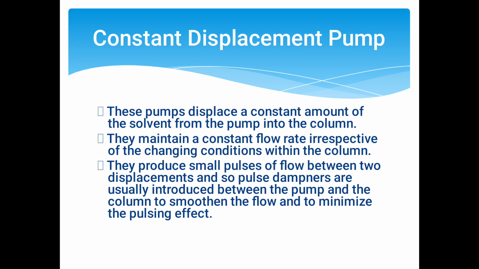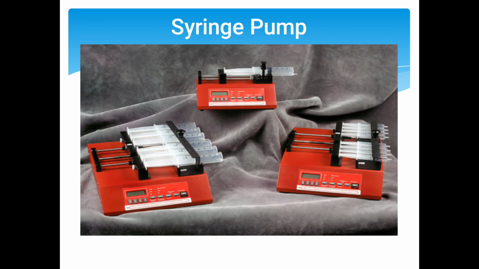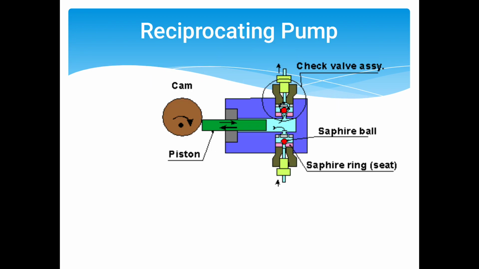Constant displacement pump. This pump displaces a constant amount of solvent from the pump into the column. They maintain a constant flow rate. Commonly used constant displacement pumps are the motor-driven syringe pump and the reciprocating pump. This is the syringe pump. They usually consist of a large syringe-like chamber equipped with a plunger that is activated by a screw-driven mechanism powered by a stepping motor. The disadvantage is limited solvent capacity.